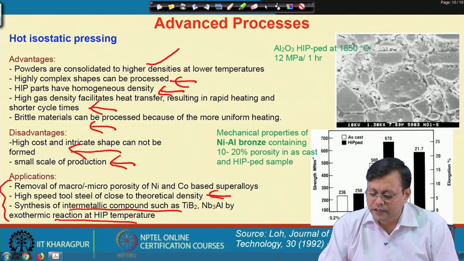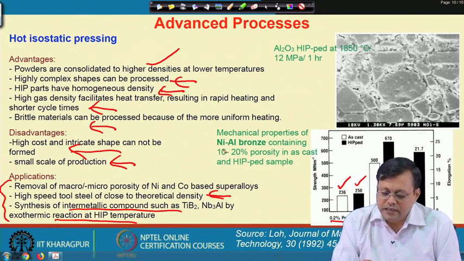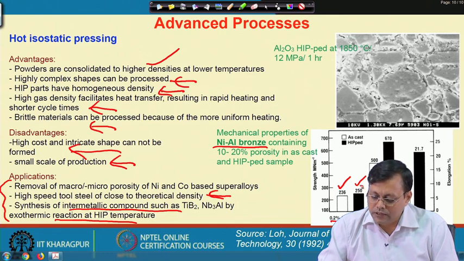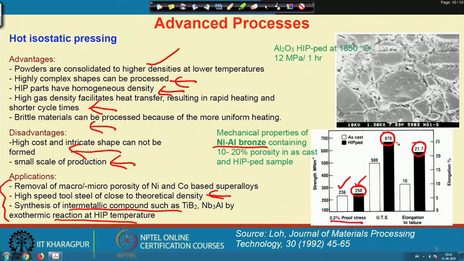And the benefit you can see very clearly: this is the yield stress of the as cast material, and the other one is the HIPed material. This is a nickel aluminum bronze we are talking about. So, the HIPed product has a higher yield strength. If we go for ultimate tensile strength, that is also higher, 670 megapascal. The elongation to failure is also high because we have very little porosity and the material is almost defect free. So, the HIP process shows a much more beneficial effect than the as cast nickel aluminum bronze. This is another example of alumina HIPed powder kept at something like 850 degrees centigrade at 12 megapascal for 1 hour. You can see that there is almost no porosity, and the microstructure is fully dense.